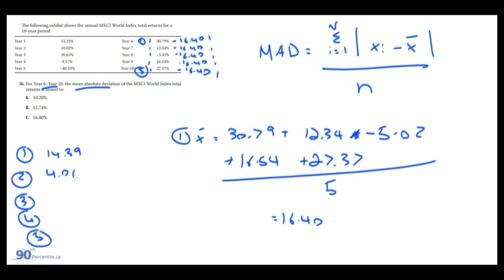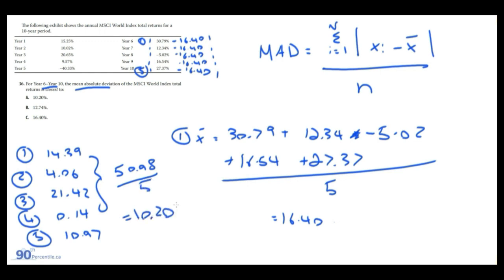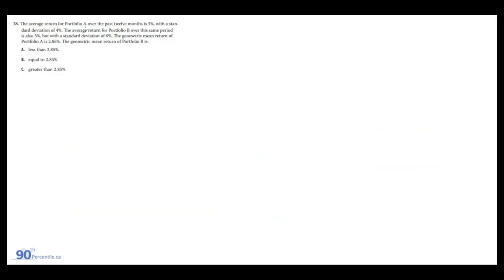Here 4.06, 3, 21.42, and this is the only place that we have a negative, so this is where the absolute brackets actually come into play. Here is 0.14, here is 10.97. Sum all of these up, get 50.98 divided by 5, and our mean absolute deviation is 10.20%, which is A.